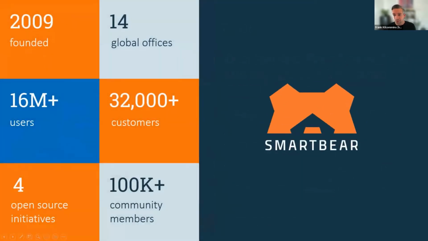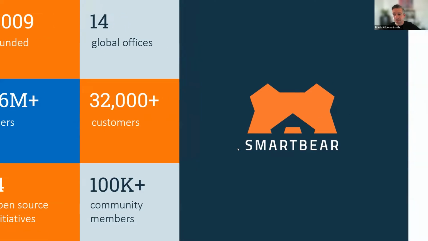So a little background to SmartBear. SmartBear is a global company. We're headquartered in Boston, Massachusetts, and we have 14 global office locations. Currently, we have more than 32,000 customers and over 16 million active users of our products. And for more than a decade, SmartBear has been delivering high-quality products and providing world-class customer support.